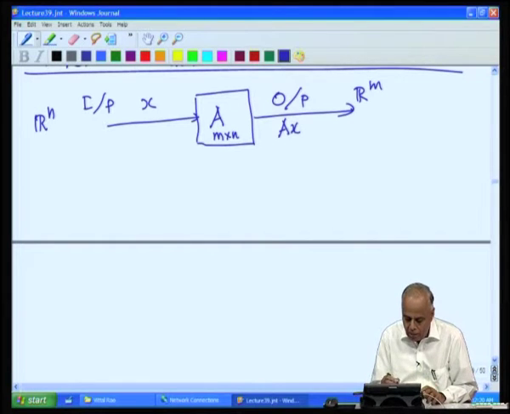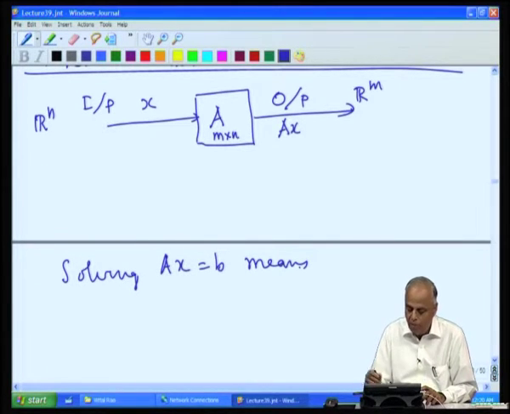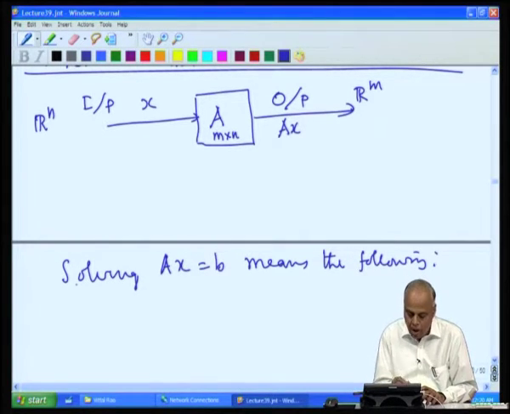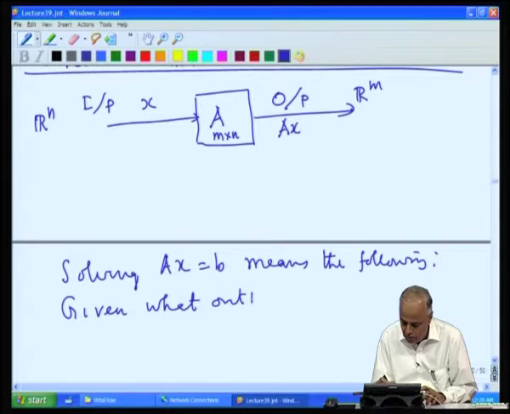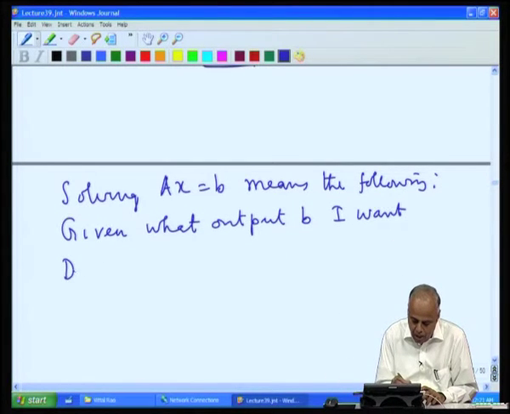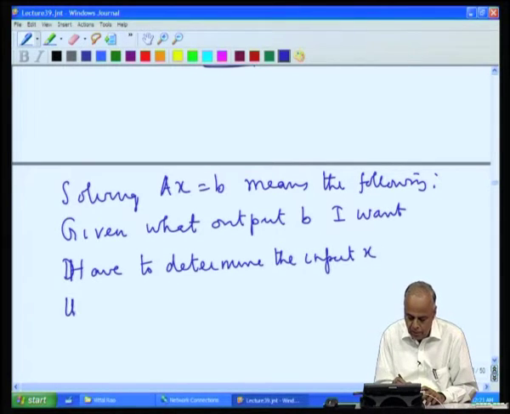The question we are asking, what is meant by solving Ax equal to B, means the following. Here I do not know x, I am given what output B I want, and then I have to determine the input x that will give this output.